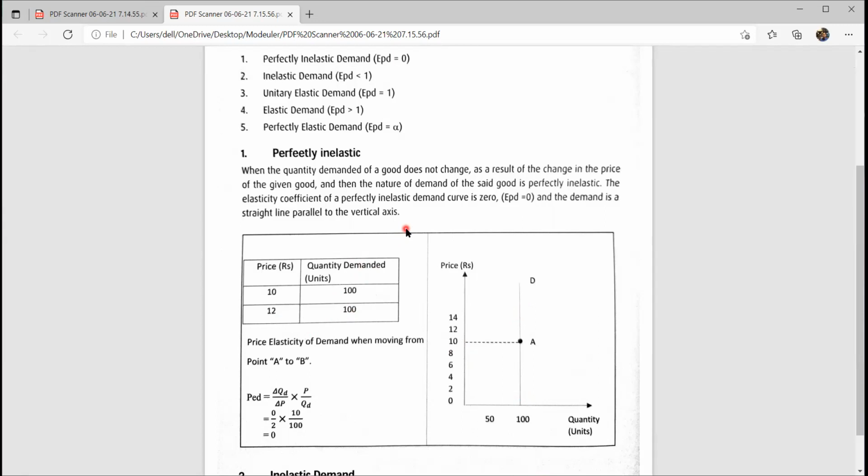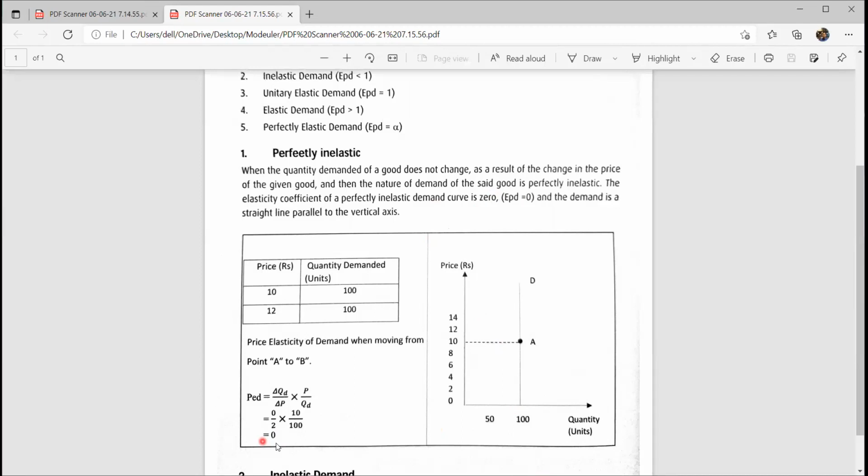Actually, very basic necessities, very essential goods, maybe salt or very important foodstuffs, are said to be perfectly inelastic. That means even though price is high or price is low, consumers will continue to buy the same quantity. That is the meaning of perfectly inelastic. So in this special case there is no response, even though price increases or decreases. The value of PED is zero.